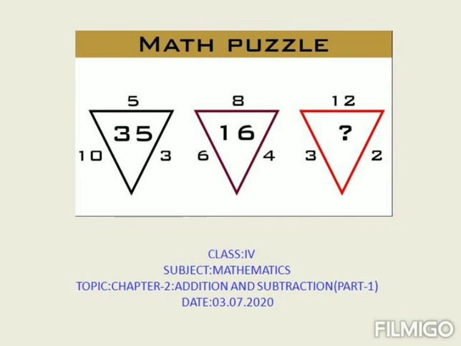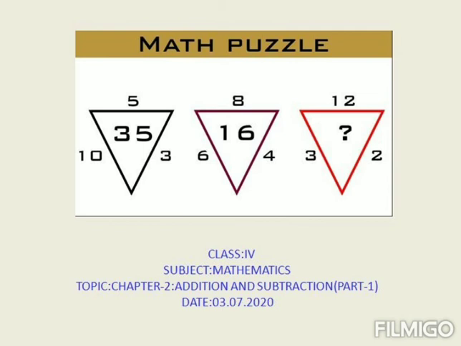Now there is a number inside the first triangle, that is 35. In the second triangle we have 16. Now we have to find the number inside the third triangle. What number will come in the third triangle? For that we have to identify the pattern of the other 2 triangles.